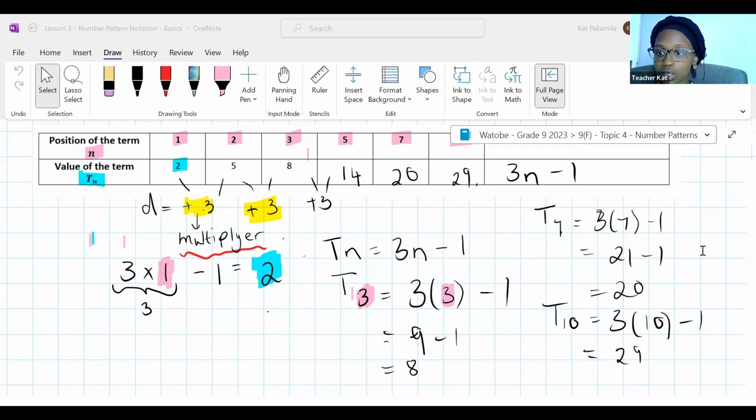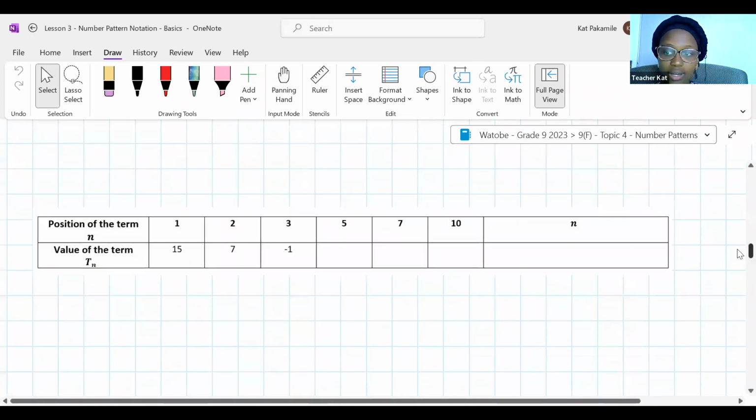Yes, wonderful. Okay, let's go to a little bit different one. What's going on here? The one you see on the screen now, what's going on there?